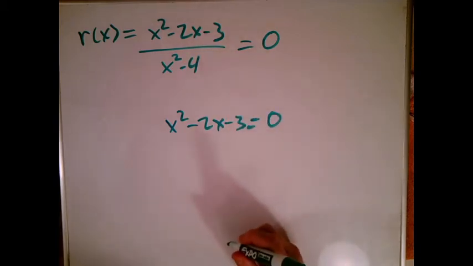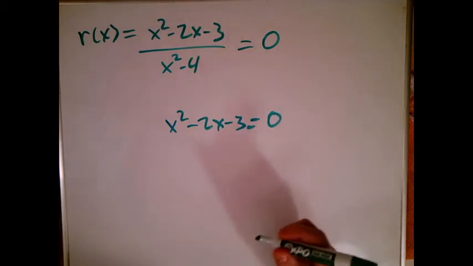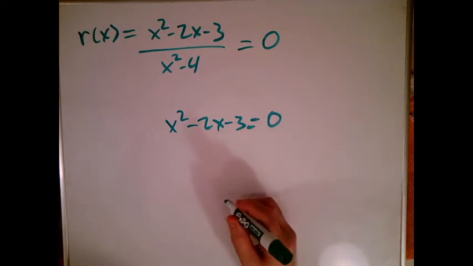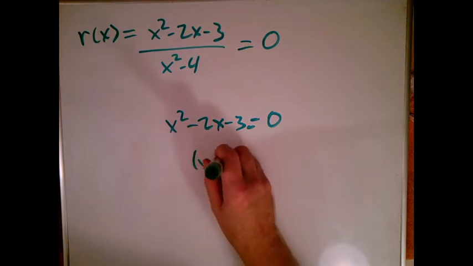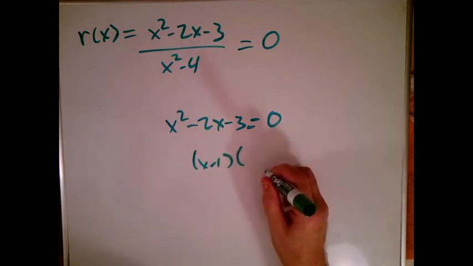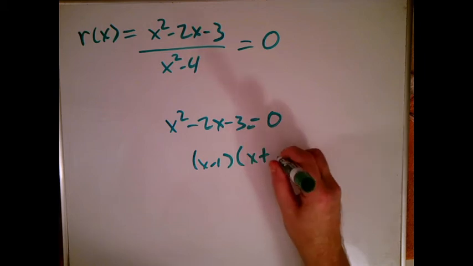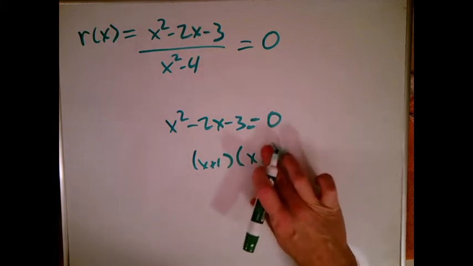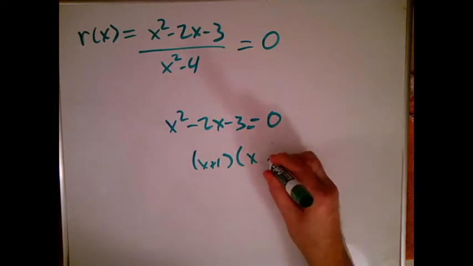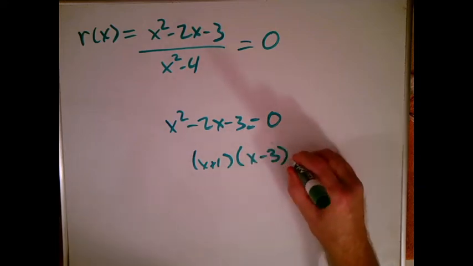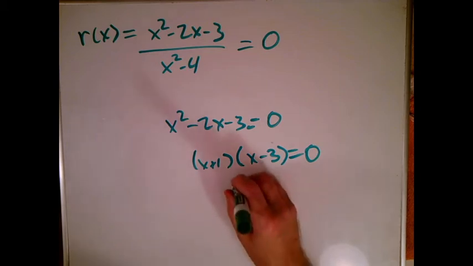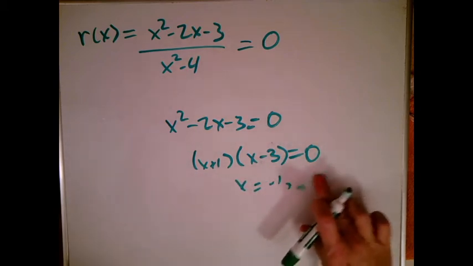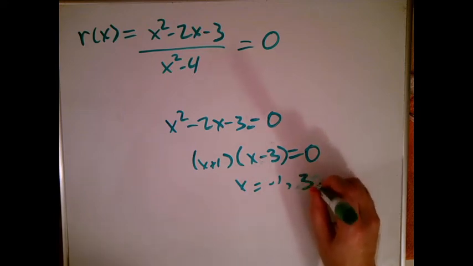And we know how to solve this. We should either be able to factor or complete the square or use the quadratic formula, but in this case, factoring works just fine. Let's see, x minus 1, x plus 3. Nope, it's x plus 1 and x minus 3, I think. Let's just try that. I think that's right. So we get x equals minus 1 and x equals 3. And those are the zeros of the rational function.